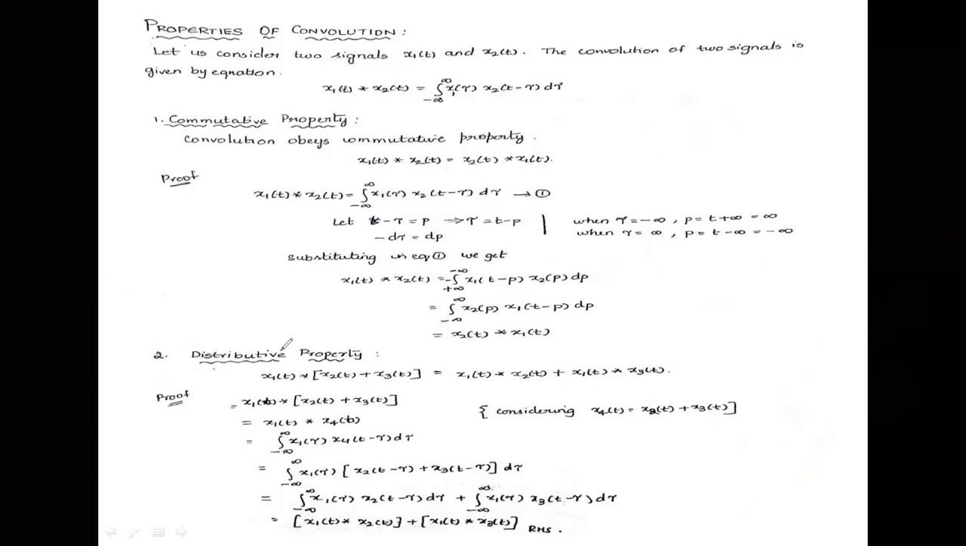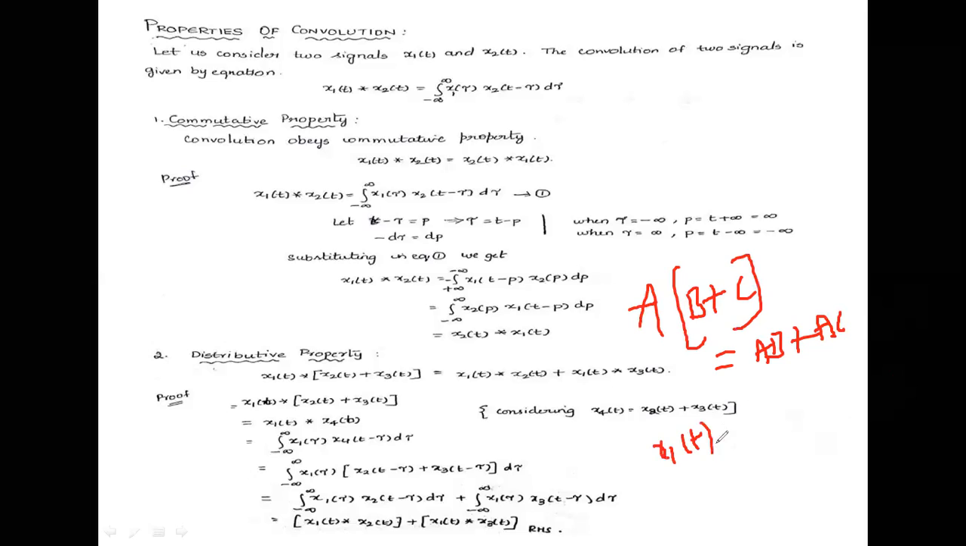And the distributive property. What is the distributive property? You know A into B plus C is equal to AB plus AC. Now if I take x1 of t convolved with x2 of t plus x3 of t.